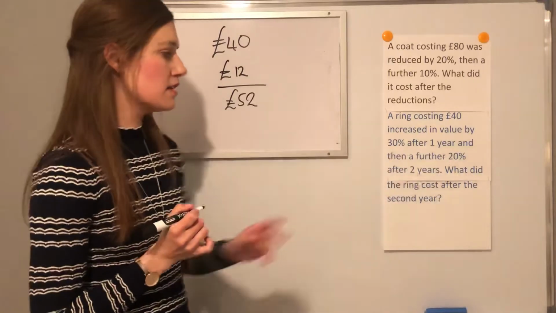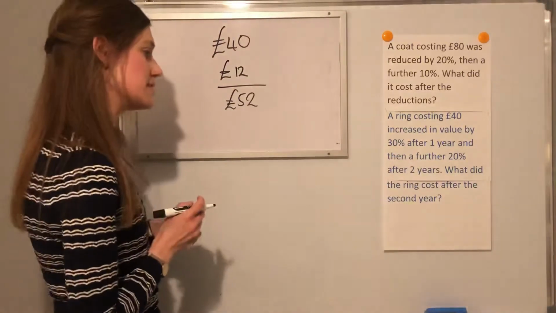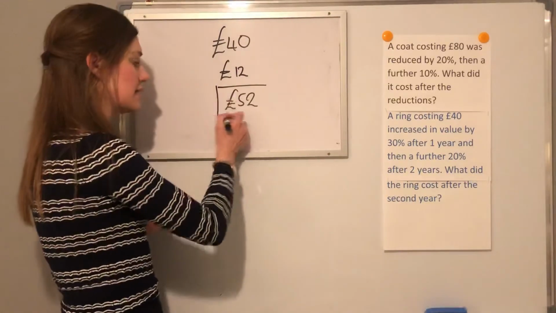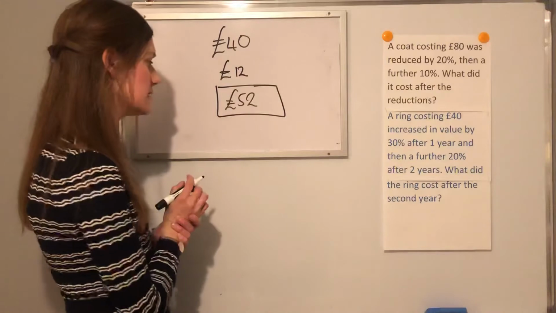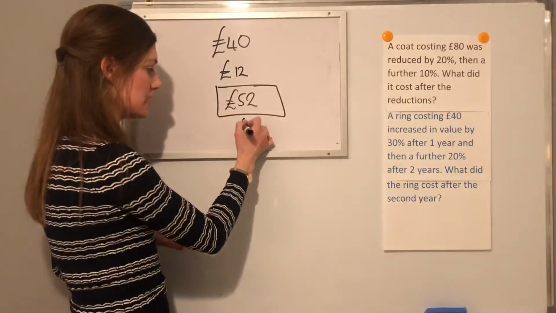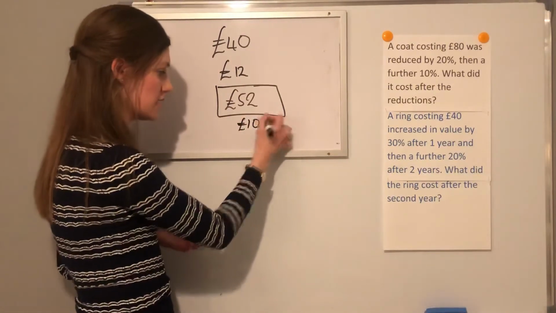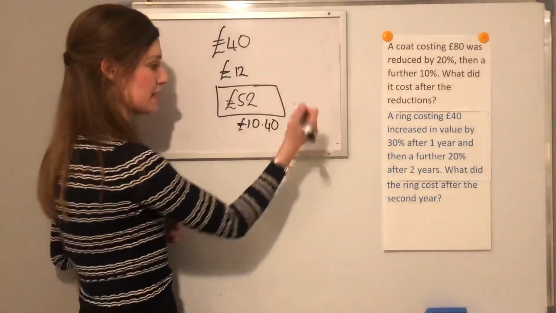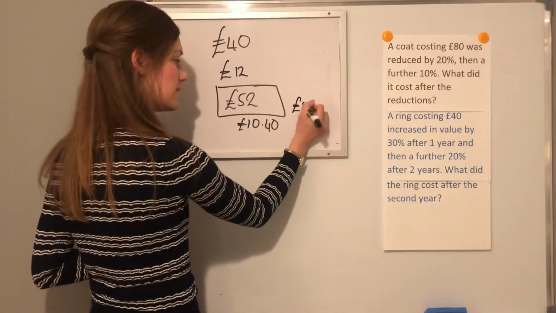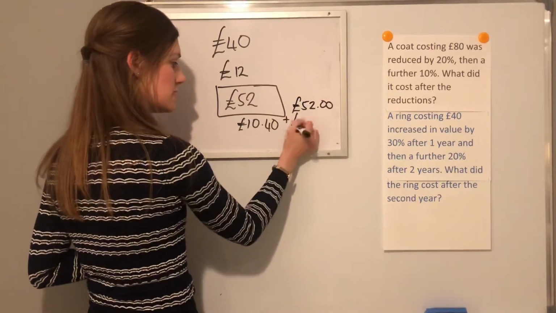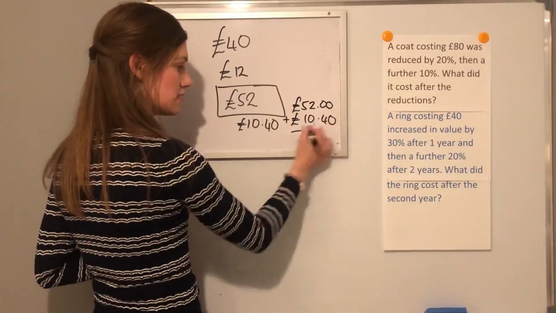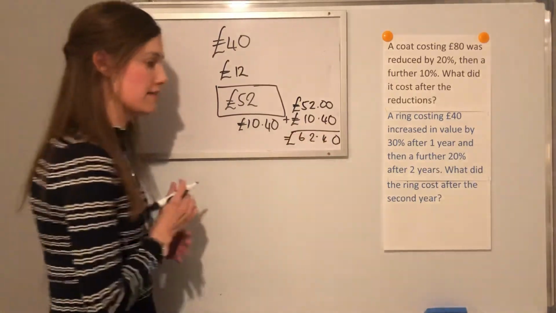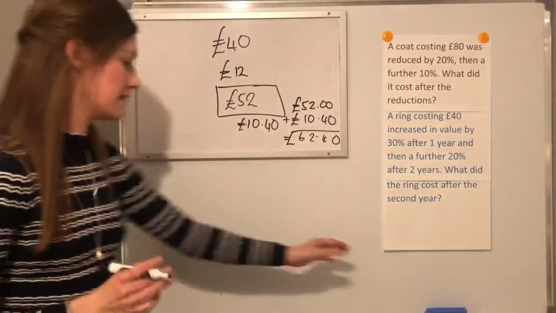But then it increased by a further 20% after 2 years. So a further 20%. That means we do 20% of this number, and that's going to be £10.40. So it's increased in the second year by £10.40. So we do the sum, £52 plus £10.40, which will give you £62.40. Okay.